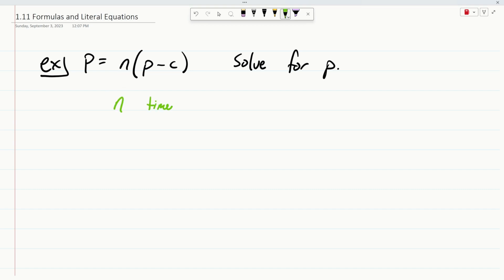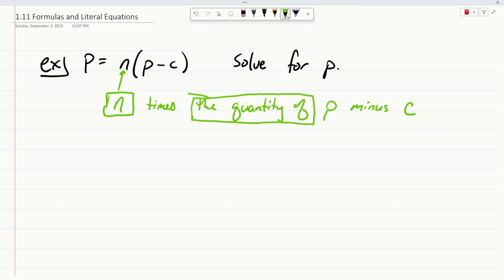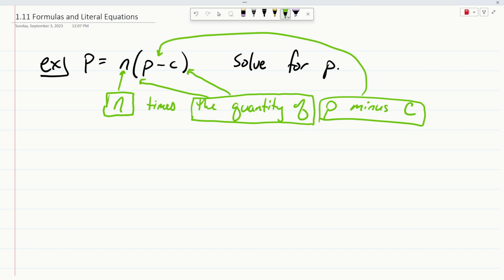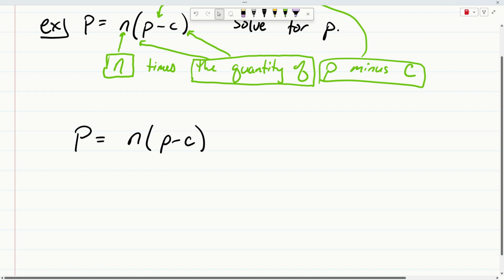N times the quantity of P minus C. Now, if we kind of match everything up, there's our letter N. The quantity of represents those parentheses, and then the P minus C is inside of that quantity. Therefore, if I wanted to solve for the letter P, I am not going to distribute. What I'm going to do is divide both sides of my equation by N.